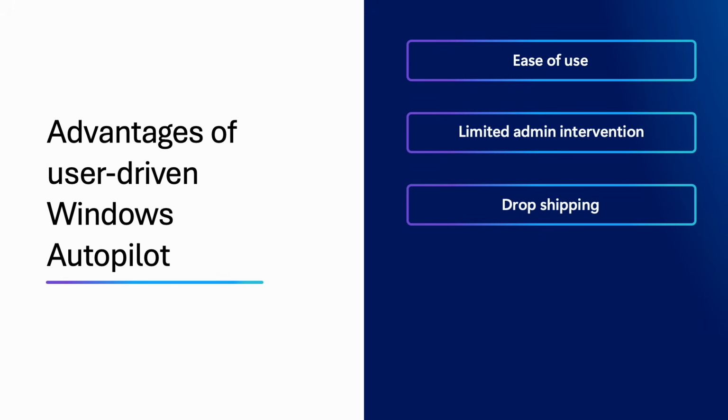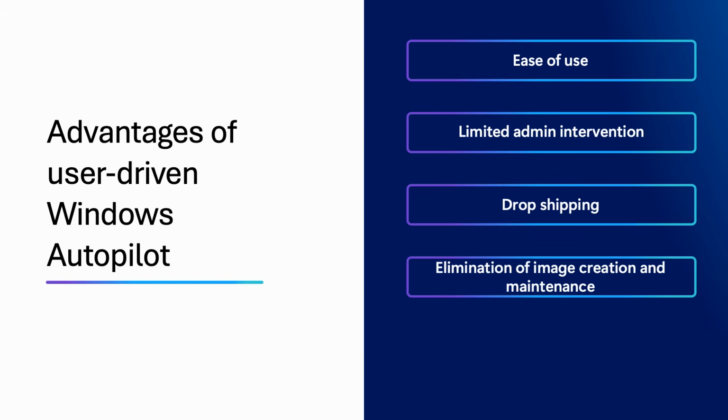With Autopilot, you can take advantage of drop shipping. Devices can be shipped directly from the manufacturer to the end user, pre-configured with your organization's settings. This eliminates the need for IT to handle the devices physically, saving time and resources.